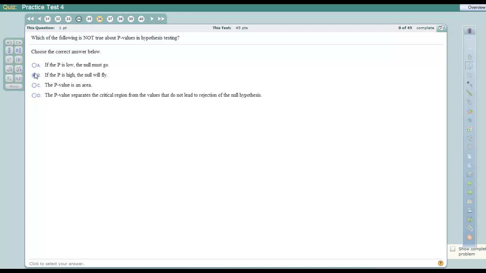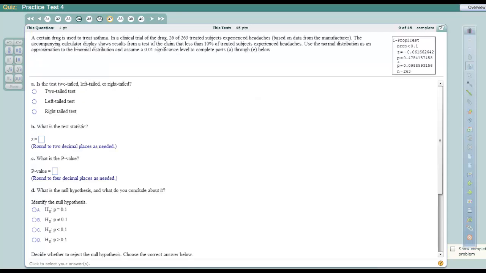If P is low, the null must go. If the P is high, the null will fly. It stays. You're right. So this is the one that looks crazy. So D. That one looked a little crazy. So yes, that's it. Okay, next question.